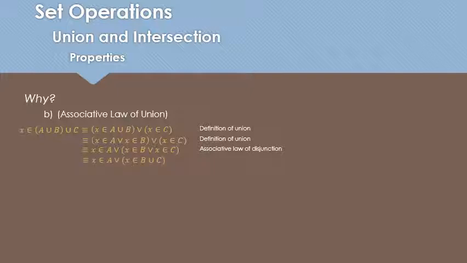Now we'll build our way back up to sets. X is in B or X is in C, that means X is in B union C. Definition of union again. And now we have another or statement here that we can build up to a statement about sets. So X is in A union (B union C). And so in conclusion, since the underlying statements that define the two sets are equivalent, the two sets must be equal.